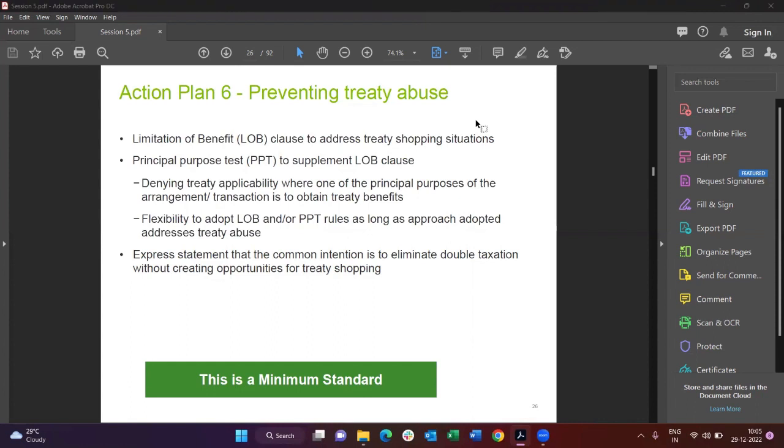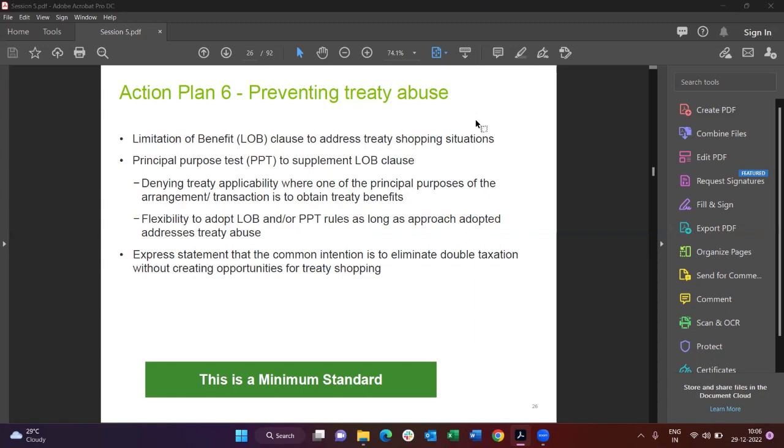So in each of the activities, we need to see the principal purpose test. And the third option was a combination of both, LOB and the principal purpose test. So if the principal purpose of the arrangement is to obtain treaty benefits, then those benefits won't be given. And it was a lot subjective in nature because it will vary from country to country.